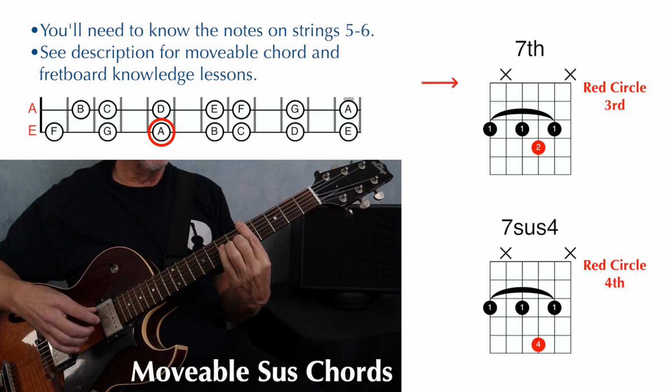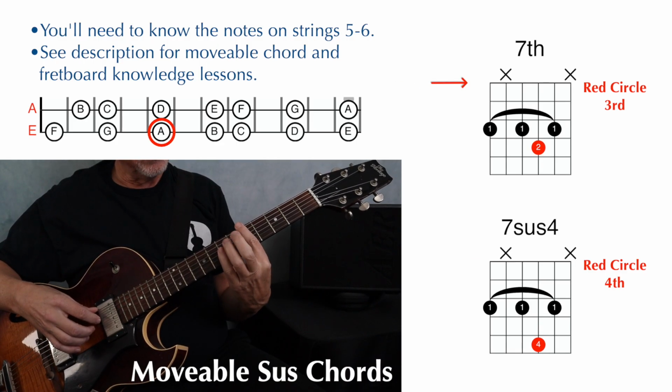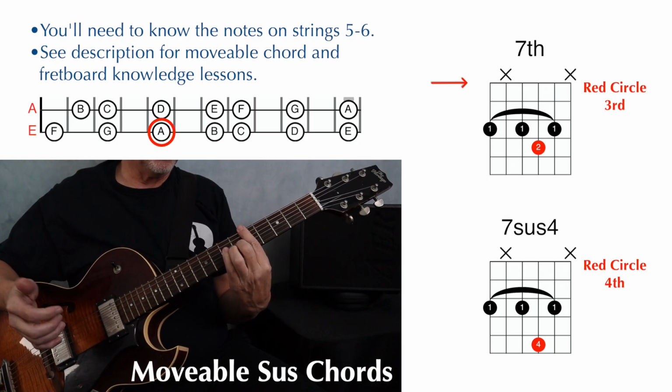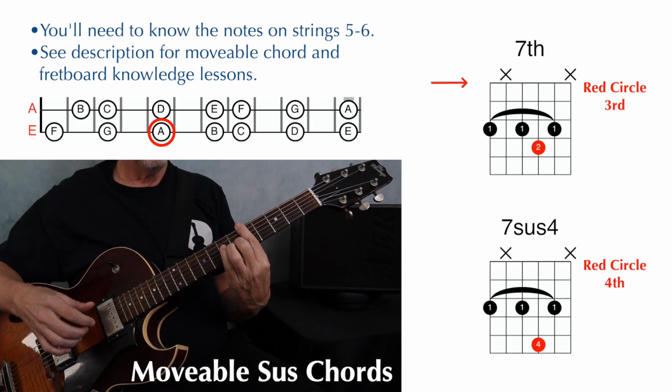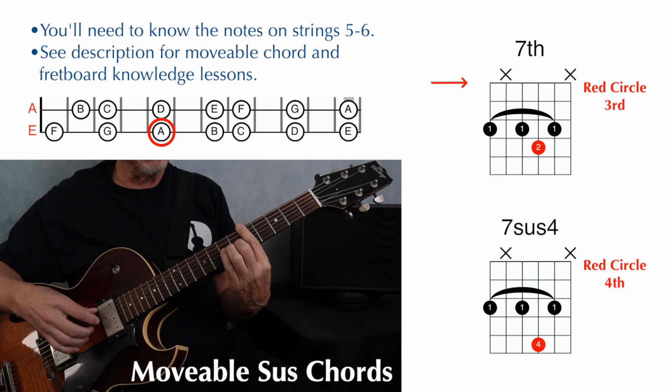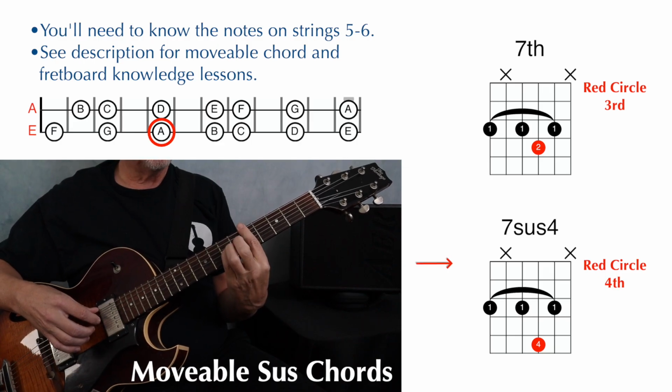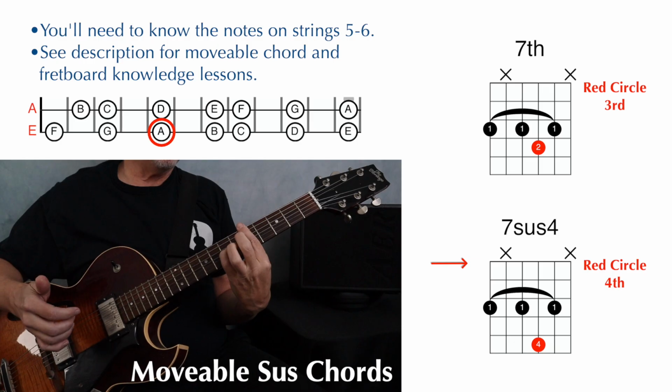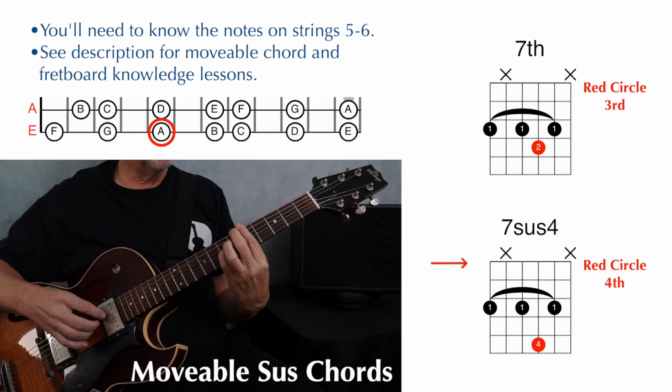Here's a 7th chord with the root on the 6th string. This will be an A7, just because of where I'm playing the root. 3rd's in the same place as that first shape we looked at on the 3rd string. Raise it, and you have a movable 7 sus or 7 sus 4 chord.